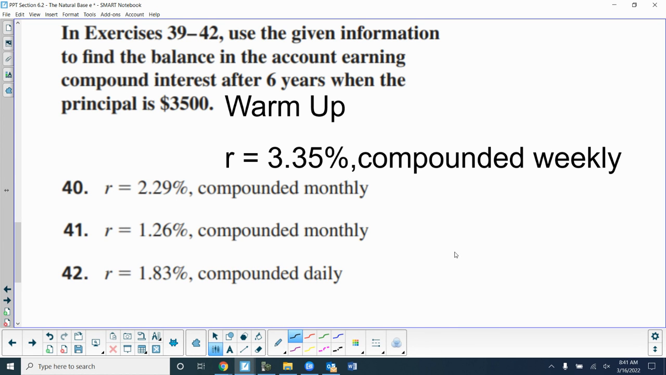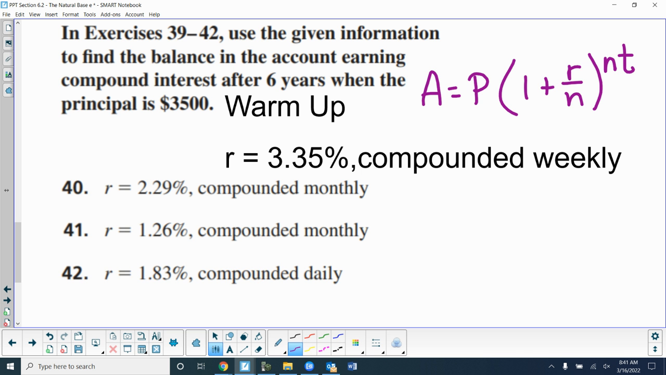Okay, so here's what Brock told us. We're using this formula. Oh, yeah. Okay, that's the compound interest formula. So what's the P for this problem? 3,500, yes.